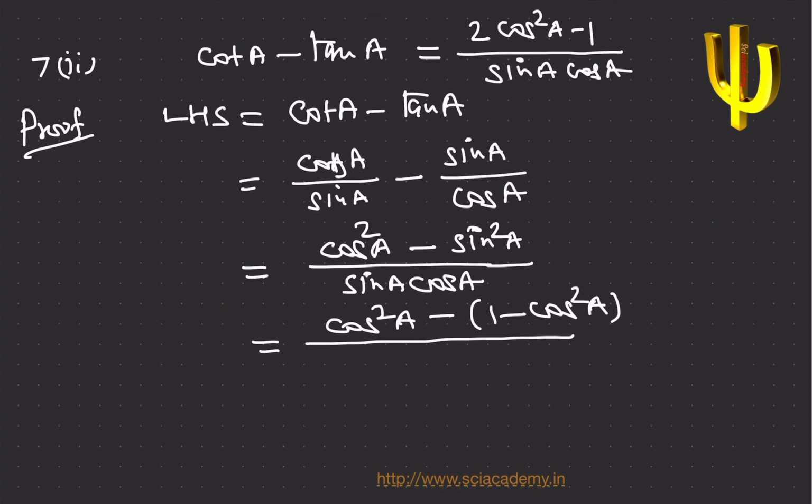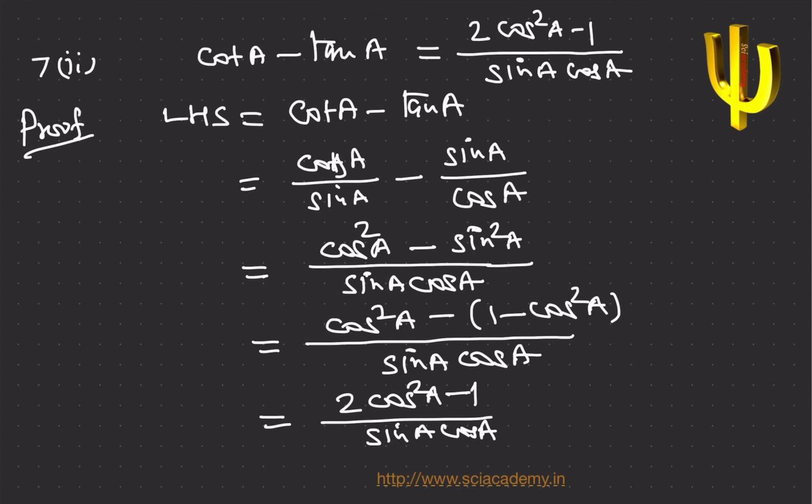You can ask me why we are changing the sin square in terms of cos square. Why not change the cos square A into sin square A? We are doing this deliberately because the question is asked in terms of cos square A. So we have to convert this sin square A into cos square A so that we can have the answer in the desired terms asked in the question. So cos square A plus cos square A gives 2 cos square A minus 1 divided by sin A cos A, that is equal to the RHS. Hence we prove the problem.